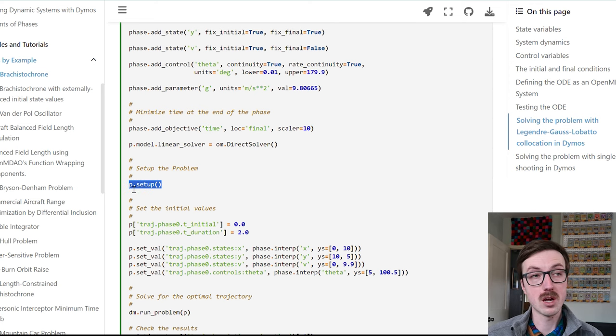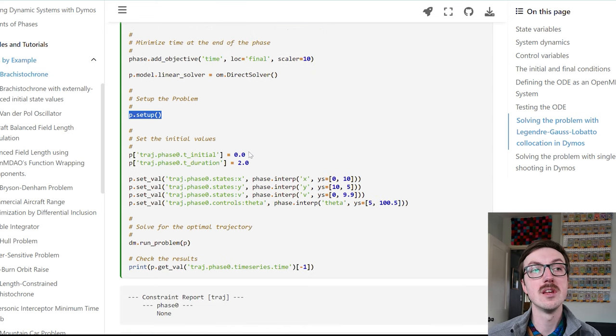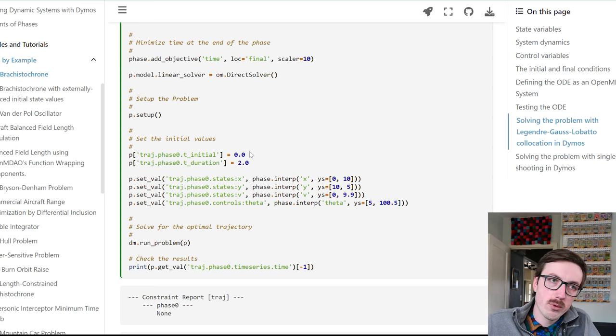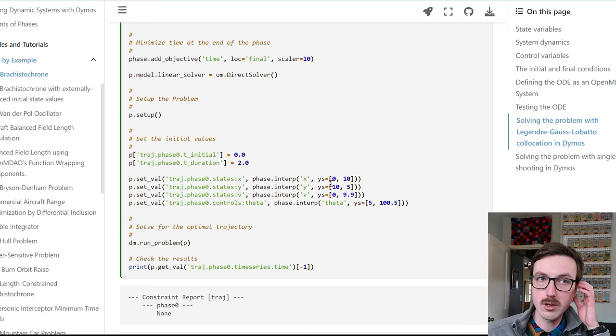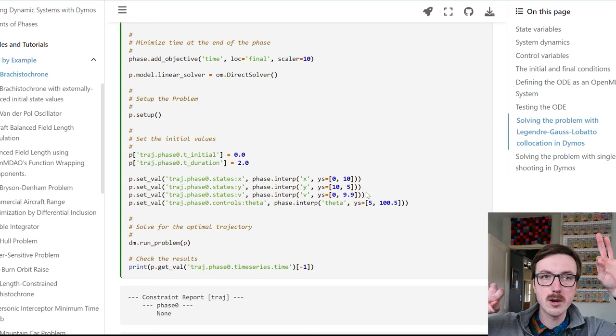Next up, we set up the problem, which to OpenMDAO just means, hey, get everything ready, instantiate some vectors. We're about to solve this problem. Then we have some initial conditions. So our first idea is that maybe it will take 2 seconds to go from points A to B. We don't know, but the duration for this first phase, we're guessing, is 2 seconds. Additionally, for each of the states, we have some guesses. For X, it goes from 0 to 10. Y, it goes from 10 to 5. Now, in this case, that's not really a guess because we're fixing the initial and fixing the final. It's more than a guess. It's prescribing, hey, at the beginning point, it's here. At the final point, it's here.